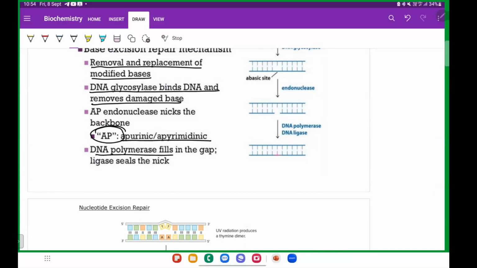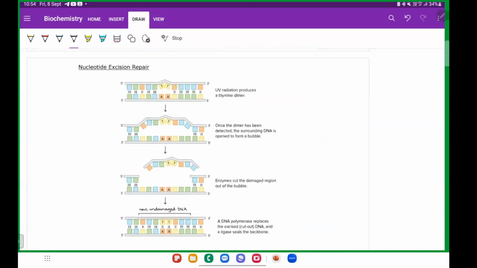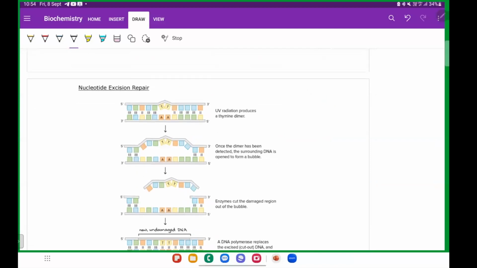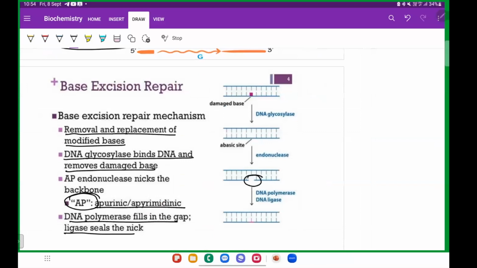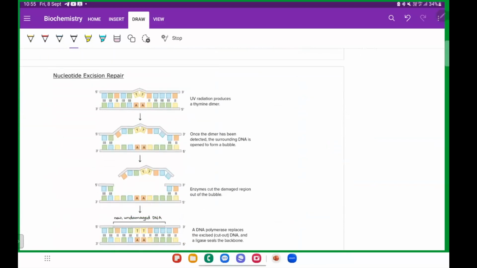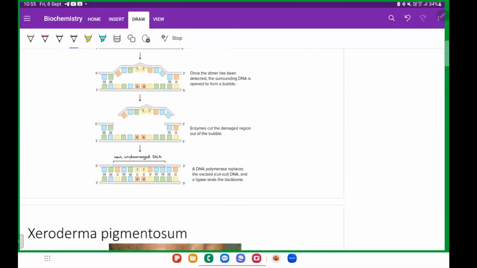So then comes your DNA polymerase, which will be filling the gap. Okay, this is how you have your nucleotide excision repair. So you have your base excision repair. Base excision is when there is just one base problem. Then you have this nucleotide excision repair, where a full nucleotide stretch is cut out, and new undamaged DNA is replicated.